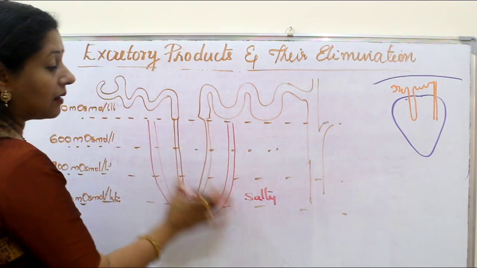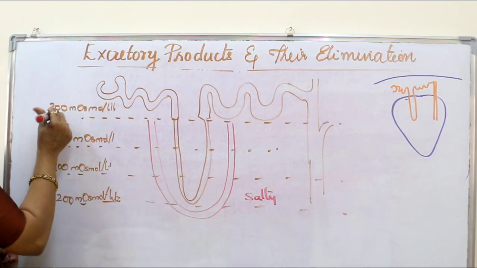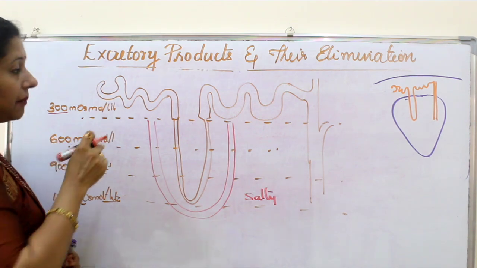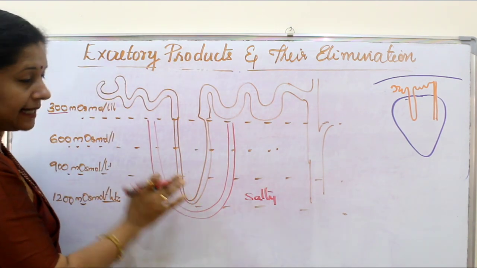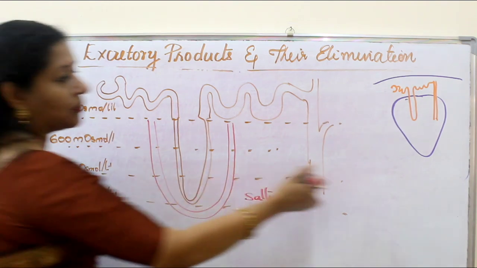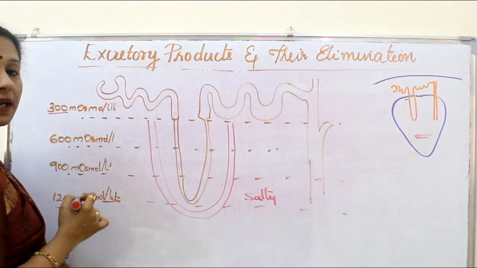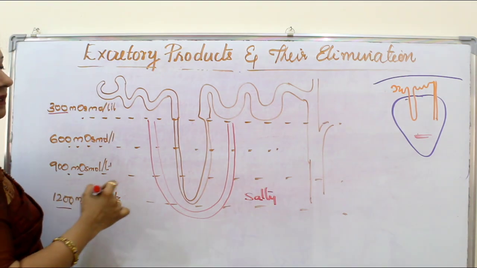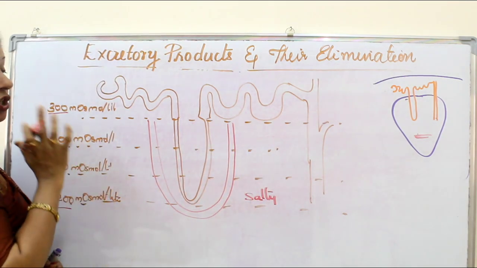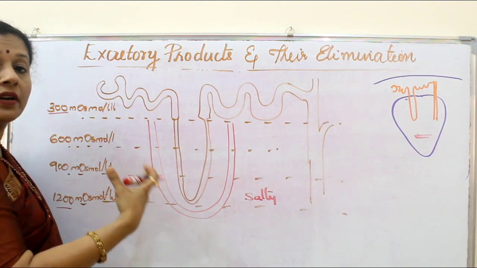So how is the concentration increasing, or how is it becoming salty? In the cortical region, the osmolarity is only 300 milliosmol per liter. But I am talking about the interstitial cells. Then it increases to 600, 900. By the time it comes to the inner interstitial space, it becomes 1200 milliosmol per liter. That means a highly concentrated form. So this concentration gradient is needed for concentration of urine.